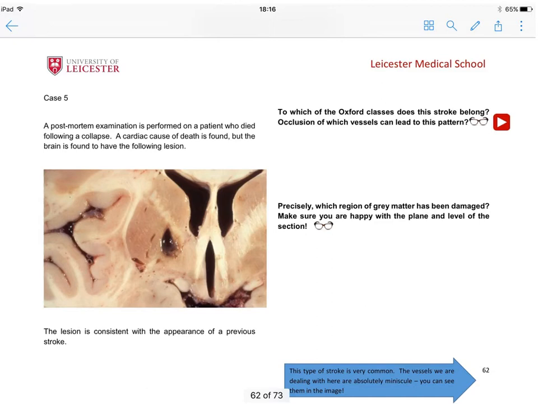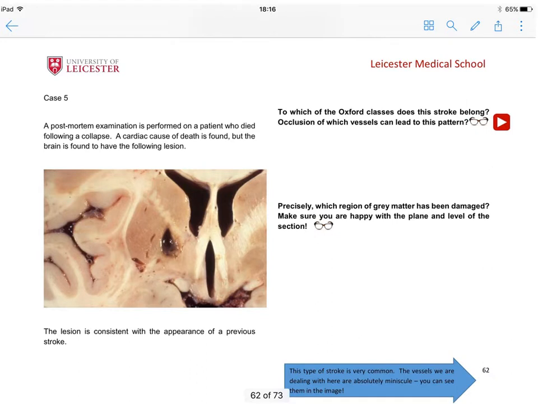Okay, so let's look at case 5 from the group work in session 11, and this seems to be a case that was causing a lot of you a little bit of trouble, so I thought I'd make a little video to help. So we're told about a post-mortem examination that's been done on a patient who died following a collapse. They died from a cardiac cause, but they did have a lesion in the brain. And the lesion, we're told, looks a bit like a previous stroke.